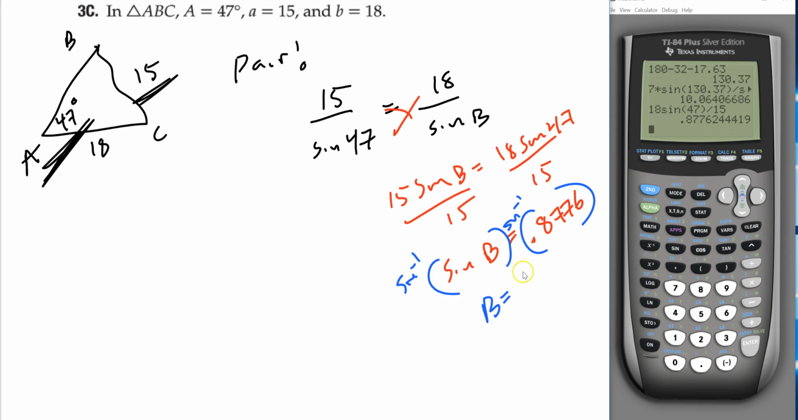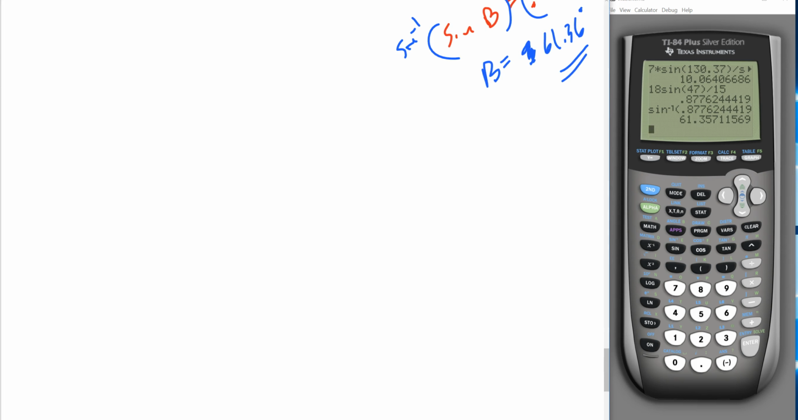And B equals, let's do sine inverse on that. Again, highlight, select your answer, and select enter. I get 31.36 nearest hundredth. 61, sorry. That is angle B, so 61.36. Now remember, the best way to tell there's two triangles, just pretend there is. Assume there is and see what happens.